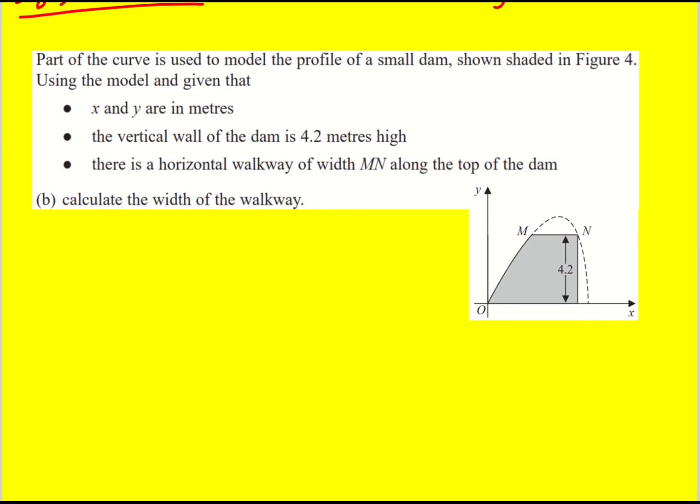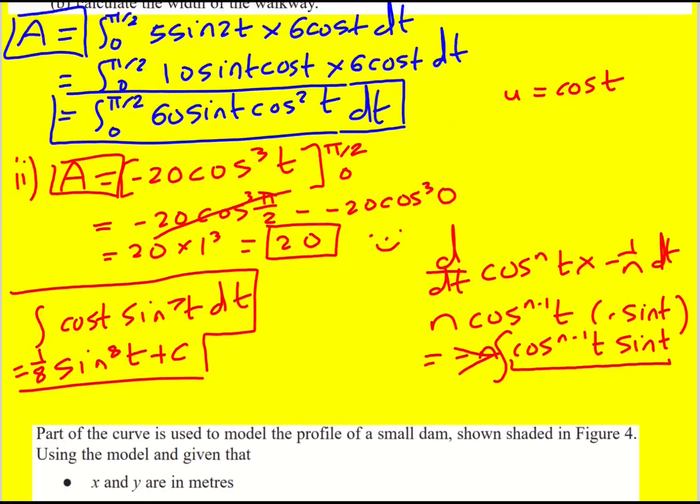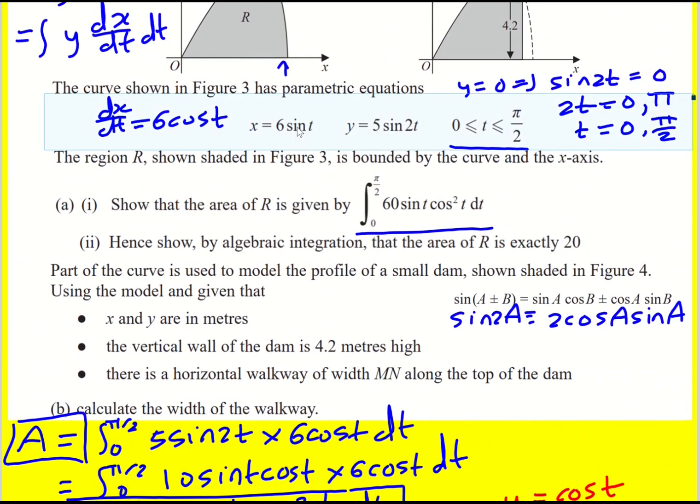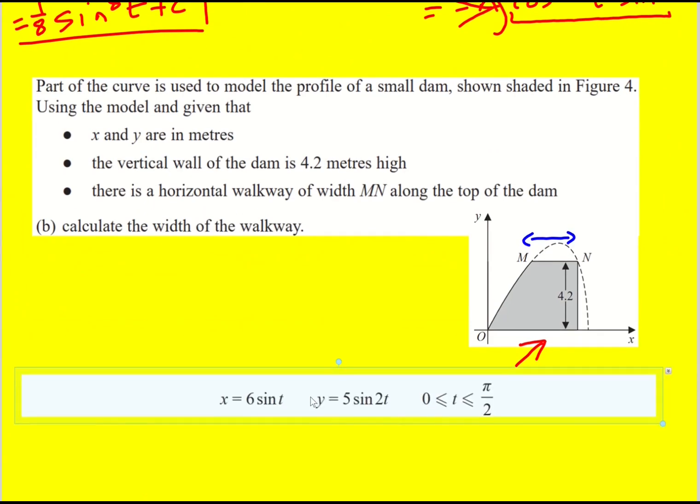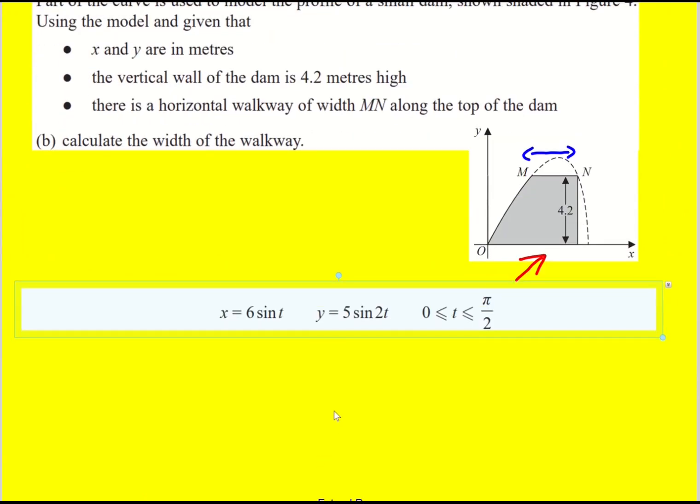shown shaded in figure 4, this one here. X and Y are in meters, the vertical height is 4.2 as indicated, and there's a horizontal walkway of width mn along the dam, and we're asked to work out this width. Let me just get my parametric equations again. So what I can do is sub in y equals 4.2, and that will allow me to find m and n.